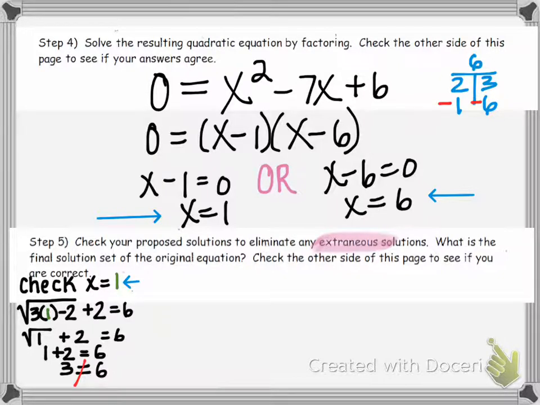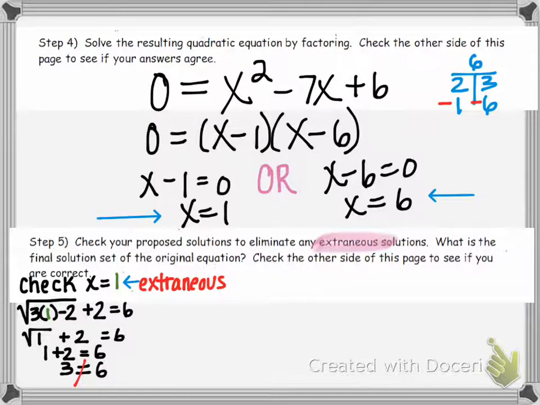That means our first possible solution, x equals 1, is extraneous. It is not a solution to the original equation. It's very important that when you're checking solutions to radical equations, you're checking in the original equation.